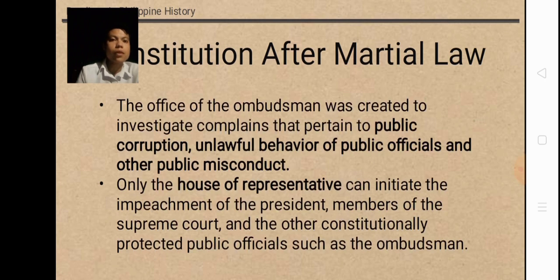The Office of the Ombudsman was created to investigate complaints that pertain to public corruption, unlawful behavior of public officials, and other public misconduct. Only the House of Representatives can initiate the impeachment of the President, members of the Supreme Court, and other constitutionally protected public officials such as the Ombudsman.